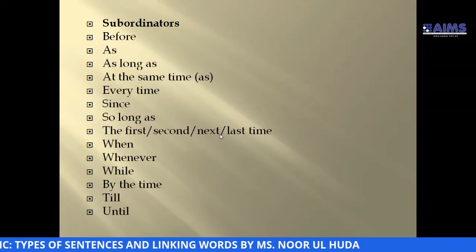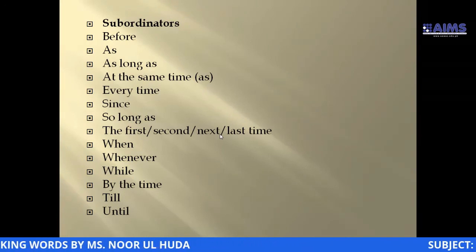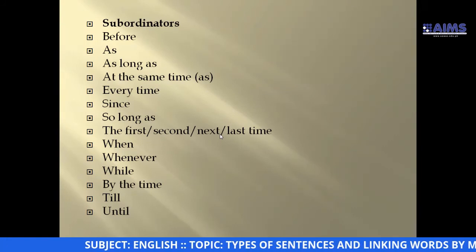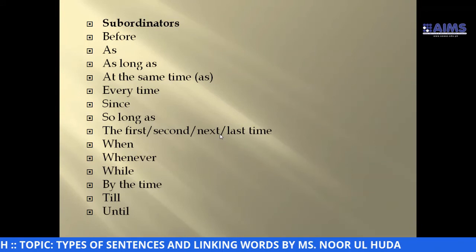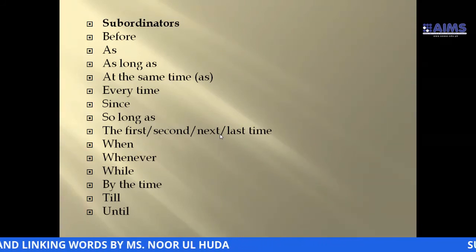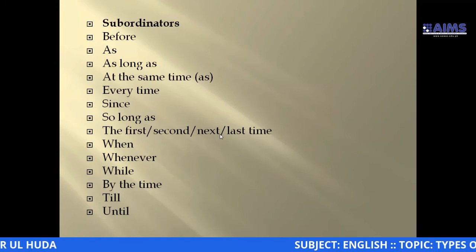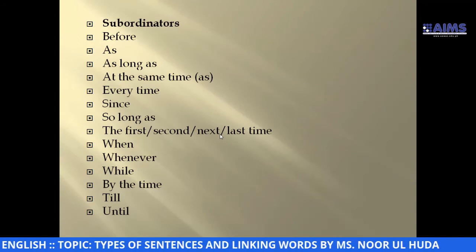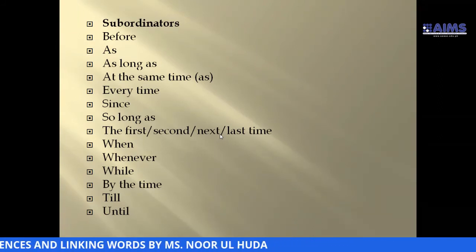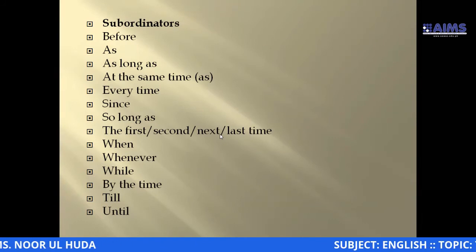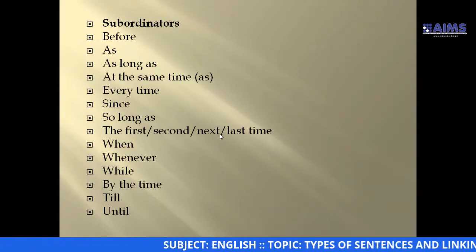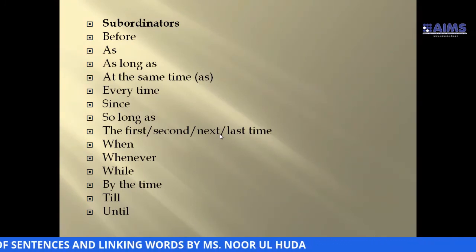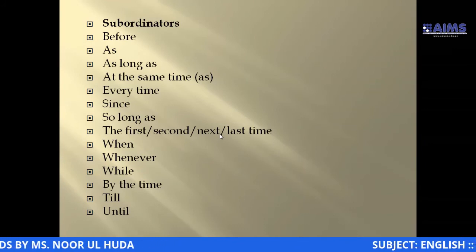Now, when you write something: the first, second, next, last time, when, whenever, while, by the time, till, until. All the subordinating conjunctions, or subordinators, have different qualities. They refer to different types of ideas. We cannot say that any subordinating conjunction can be used at any place, because every subordinating conjunction has a particular meaning in it. Sometimes they can overlap.